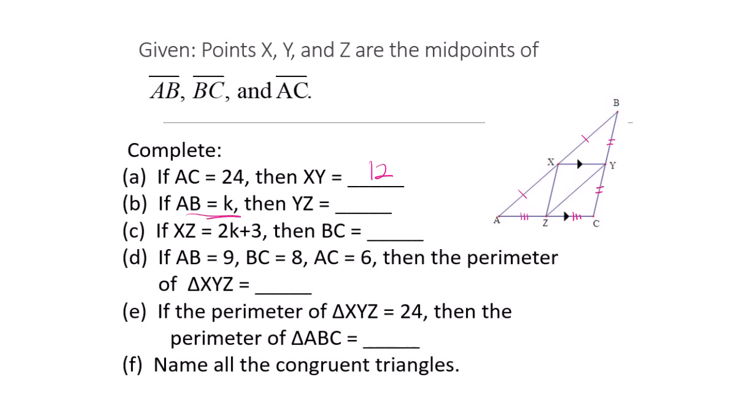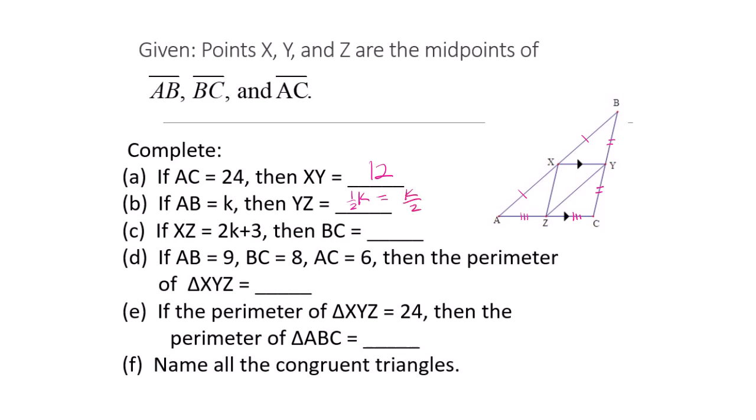All right. Next, if AB equals K, then YZ will be half of K, right? So you can put 1/2 K, or, oops, that's not a K. Or you can put K over 2.